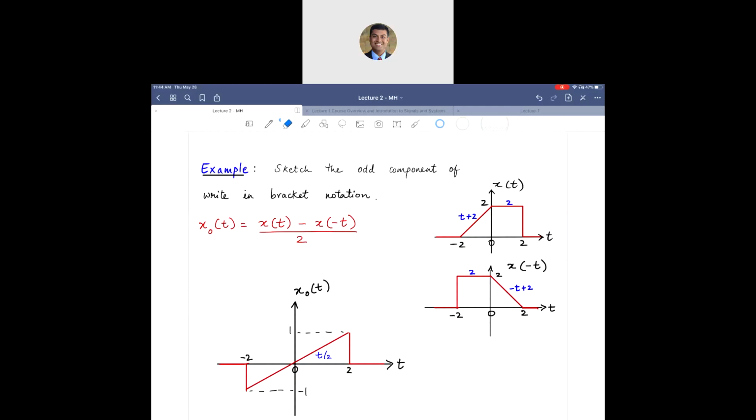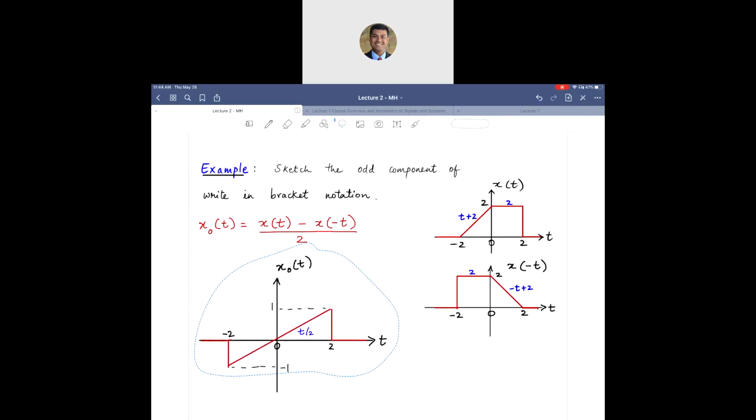Let me erase this work here. Let me move this over there and express this in a bracket notation. XO of t is, I can write t over 2 between negative 2 and 2, 0 otherwise. And now if you take a look at this, it is symmetric about the origin, satisfying our check for odd signals.